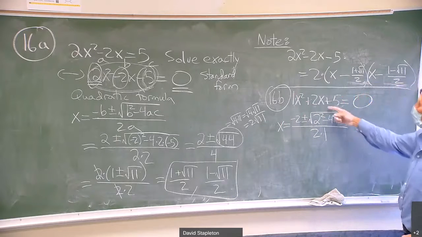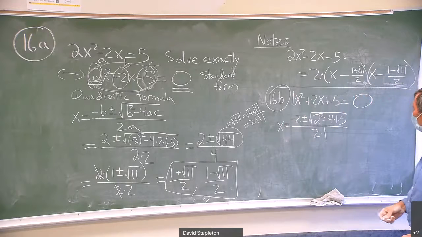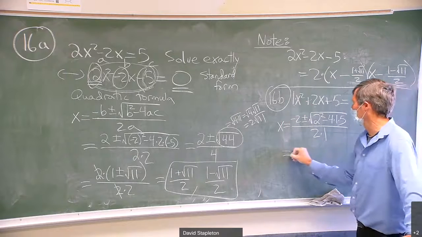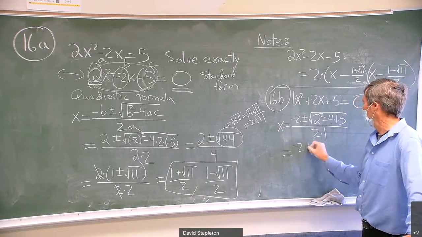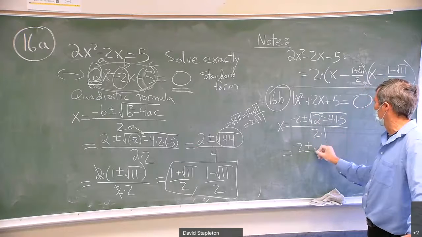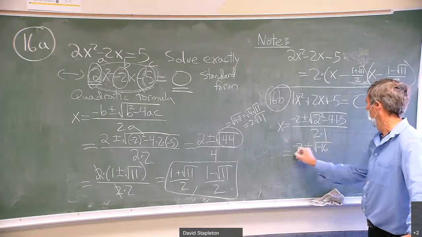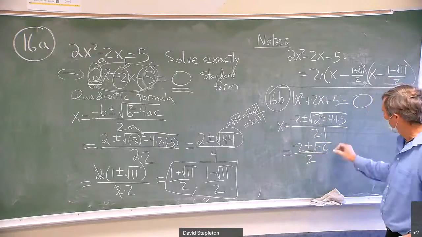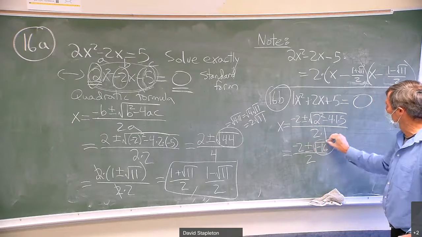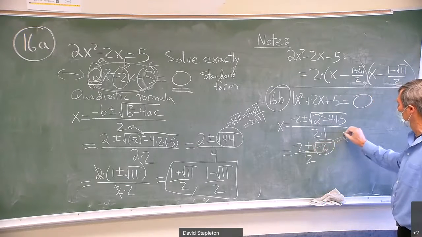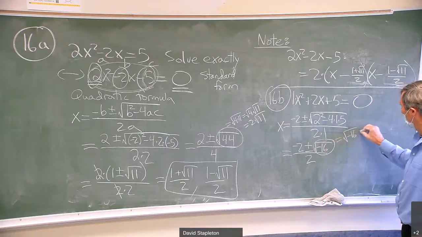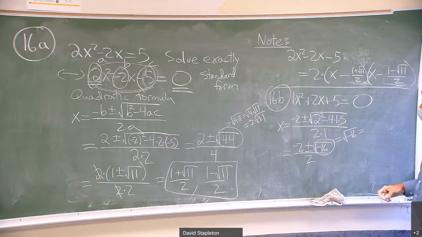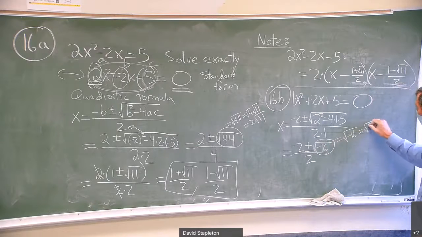Looks a lot like the last one, 2 and 5. But a little different result, right? Minus 2 plus or minus, I've got 4 minus 20 is square root of minus 16 all over 2. What is that? Again, we say the square root property applies to negatives, and we can write the square root of minus 16. Where this isn't a class in complex variables, but we still recognize we have this property, is the square root of minus 1 times 16.